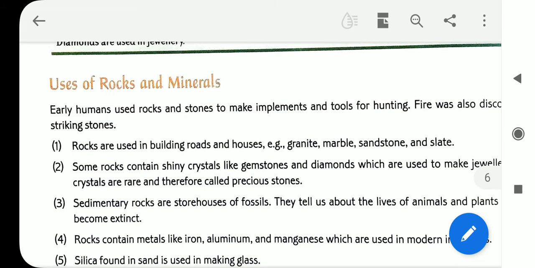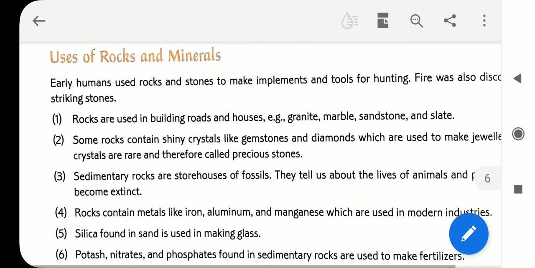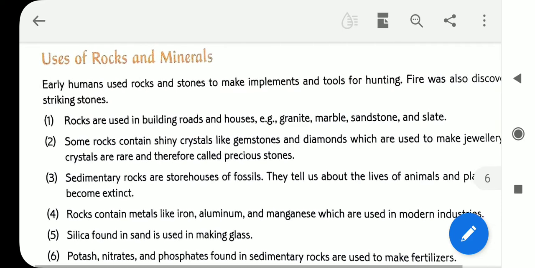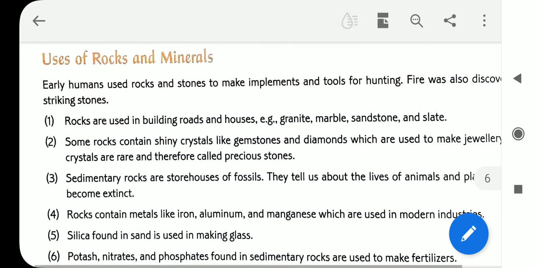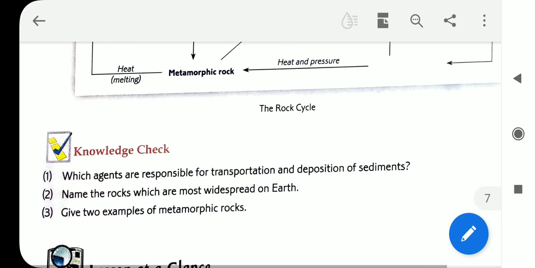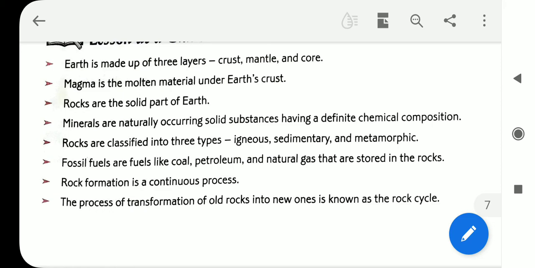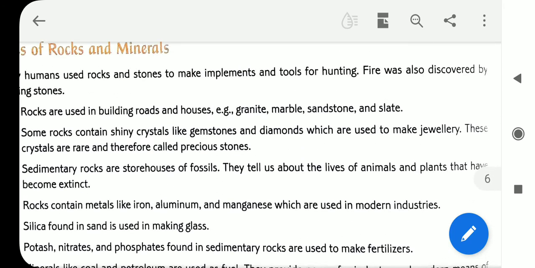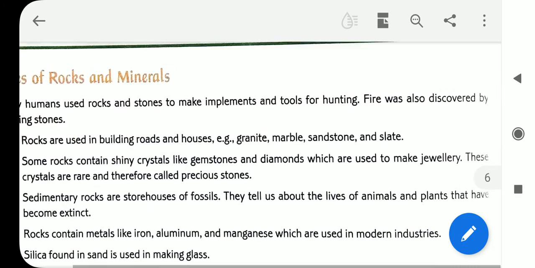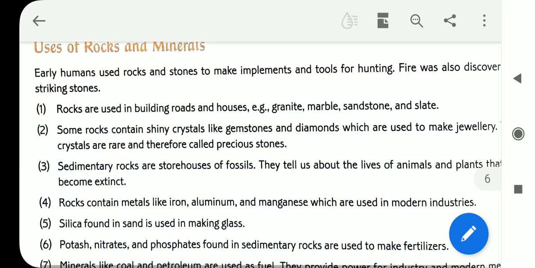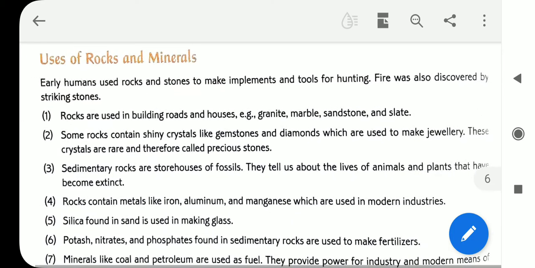Uses of rocks and minerals. Early humans used rocks and stones to make implements and tools for hunting. Fire was also discovered by striking stones. Rocks are used in building roads and houses, for example, granite, marble, sandstone, and slate.